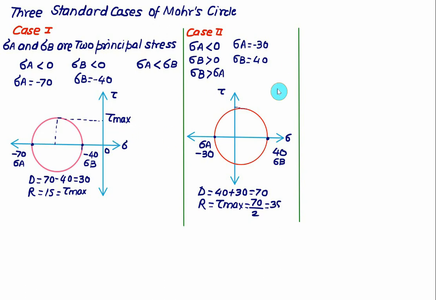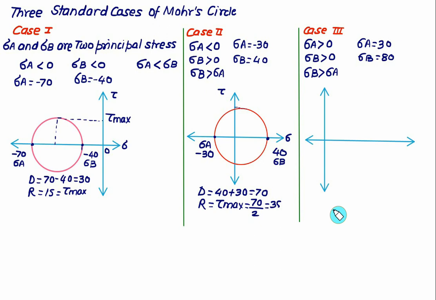So let's consider the third case. In the third case, we'll take both principal stresses positive, that is, sigma A is greater than 0 as well as sigma B is greater than 0. So both are positive values, and again we assume sigma B is greater than sigma A. So we can take an example of sigma A equal to 30, sigma B equal to 80. So 80 is greater than 30. This time we have the principal stress 30.